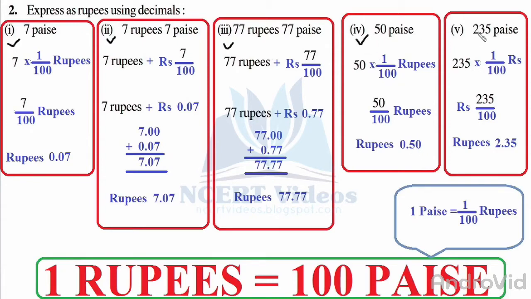Now here 235 paise divided by 100, writing it in terms of rupees. Now write the number 235, count the digits, 1, 2. So 2.35. That was question number two.